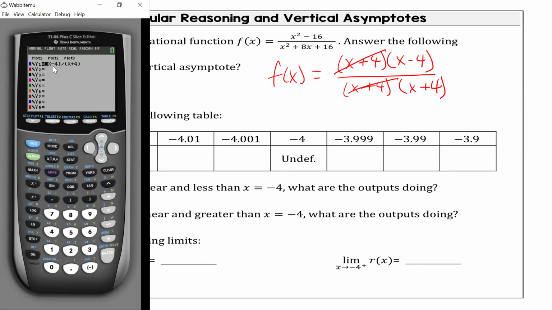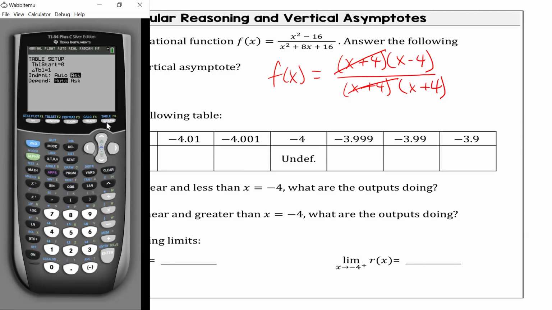Again, I put in what was left. And then I'm pressing second window so that I can go from auto to ask. X minus 4 divided by x plus 4. You just had to use the division symbol.